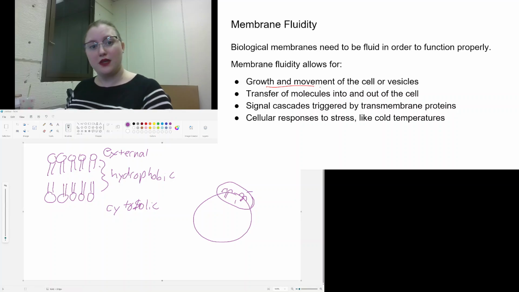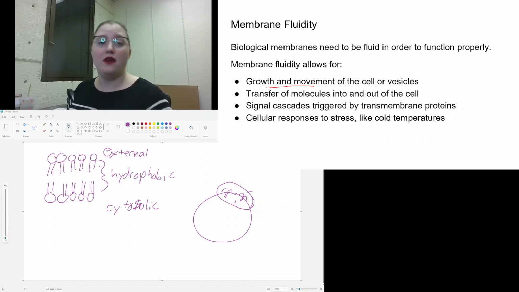Those phospholipids have to be able to shift in order for the cell to get larger and eventually divide, to be able to transfer molecules into and out of the cell. So phagocytosing other extracellular nutrients or signal molecules, or vesicles moving within the cell need to be able to form. So that requires membrane fluidity.